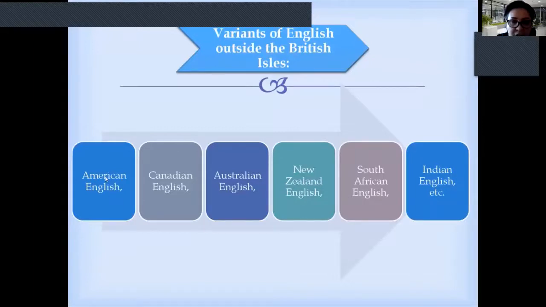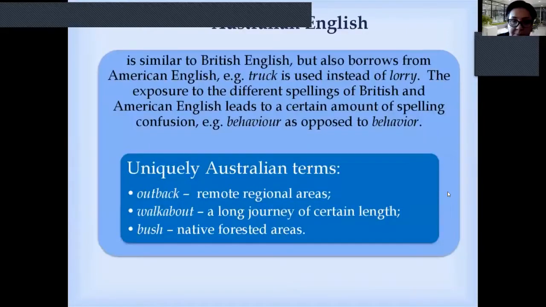As we have mentioned, the variants of English outside the British Isles are American English, Canadian English, Australian English, New Zealand English, South African English, as the English language is also used in Africa. It is Indian English also. They are considered as variants of English outside the British Isles.